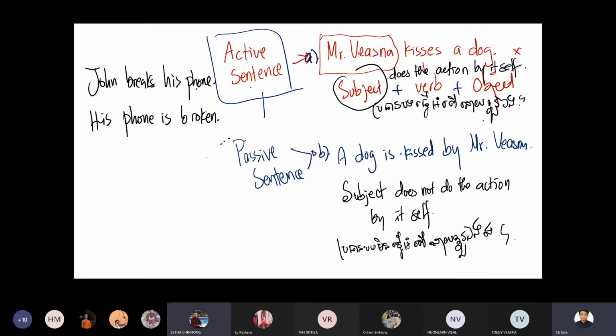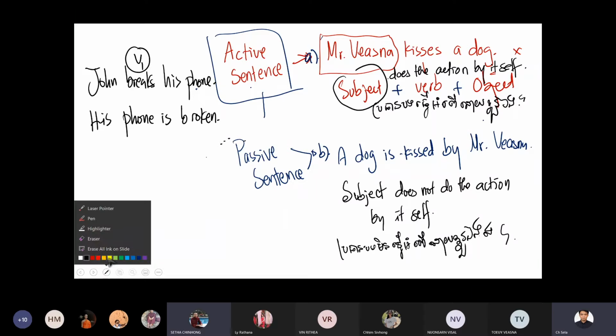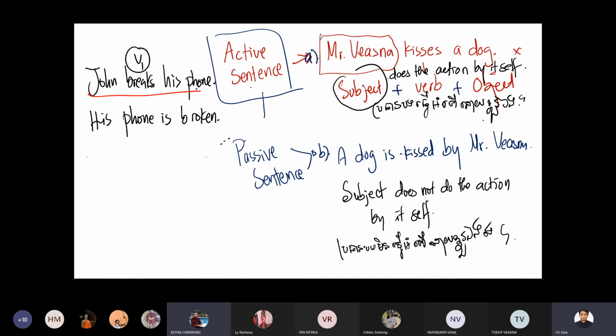Yeah. Now, this one is verb 1. Now, if I change that one to verb 2, for example, I change the sentence, I say like this, John broke his phone yesterday. John broke his phone yesterday.